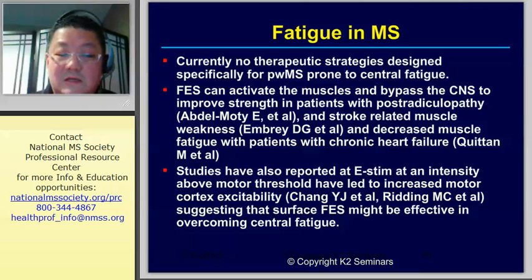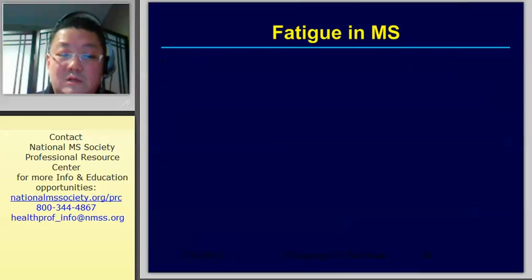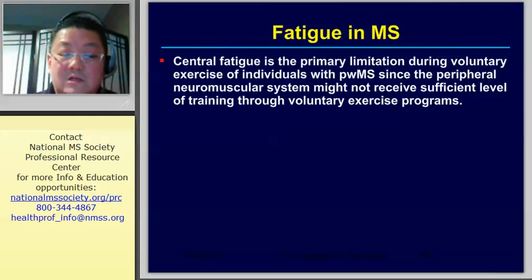And let's take it to the next level. Studies have also reported that E-stim at an intensity above motor threshold has led to increased motor cortex excitability, suggesting that surface FES might be effective in overcoming central fatigue. So if you think about this, yes, we can be effective using electrical stimulation that way.